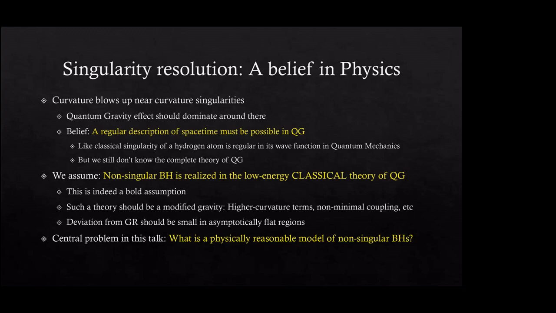And if such a theory exists, it must be a modified gravity, which could contain higher curvature terms or a non-minimally coupled scalar field, etc. But the deviation from general relativity should be small in the far region from the black hole, in asymptotically flat regions. And the central problem in this talk is: what is a physically reasonable model of non-singular black holes?